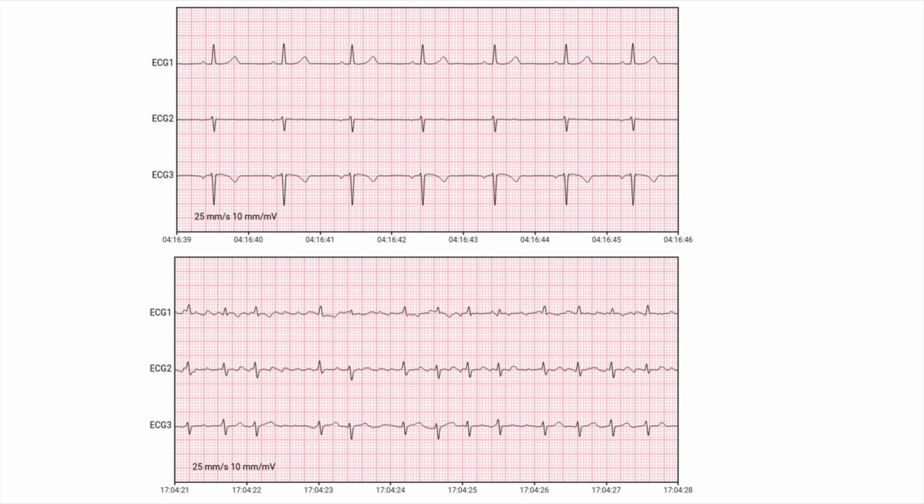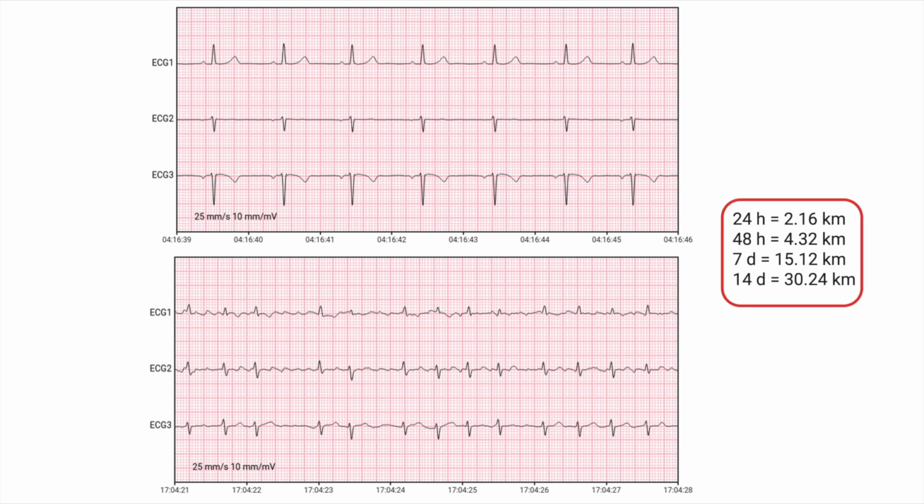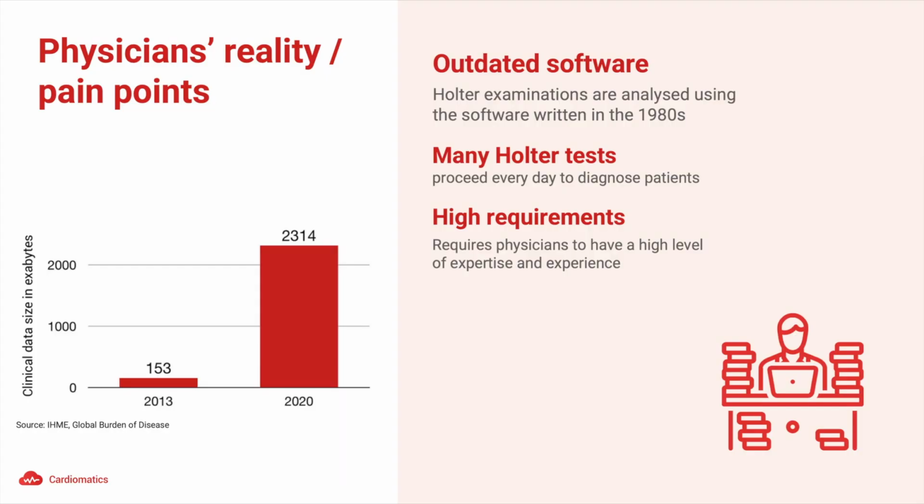Why only a fragment? Because if we wanted to print a 14-day ECG signal, we would get over 30 kilometers of paper, assuming that 25 millimeters corresponds to 1 second of the ECG recording. The amount of data collected is constantly growing, which generates many problems.